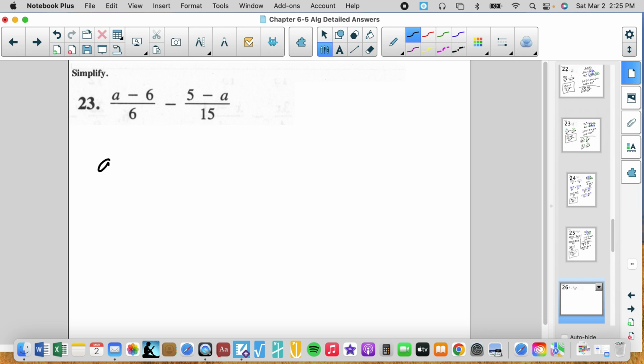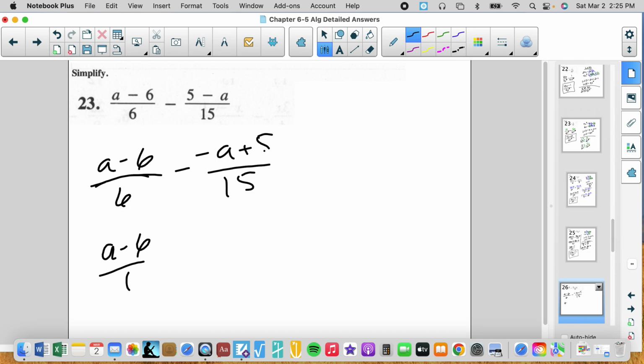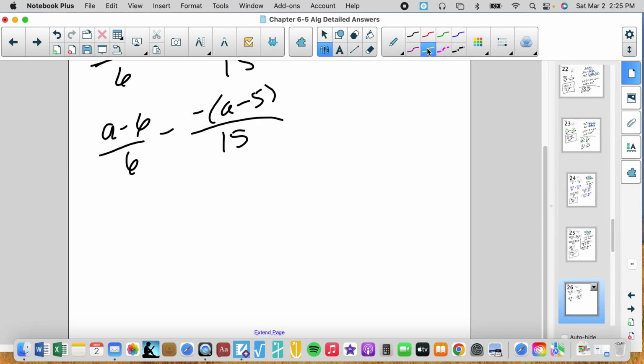And so we'll do a minus 6 over 6 minus negative a plus 5 over 15. All right, so I'm going to make an executive decision here. We're going to factor out that negative. Why are we going to factor out that negative? Because we're going to move those together. And we can do that. Plus a minus 5 over 15.